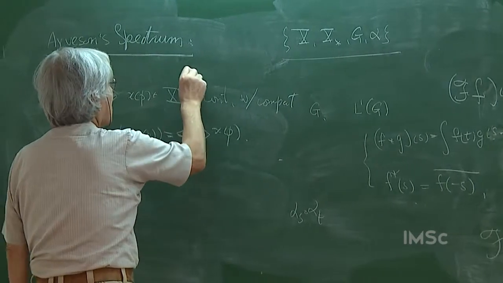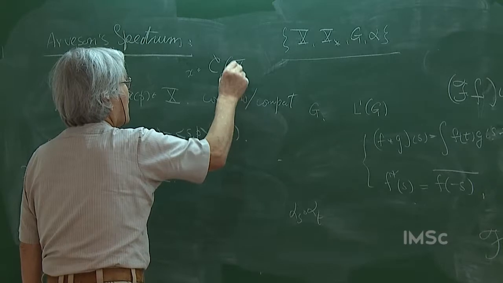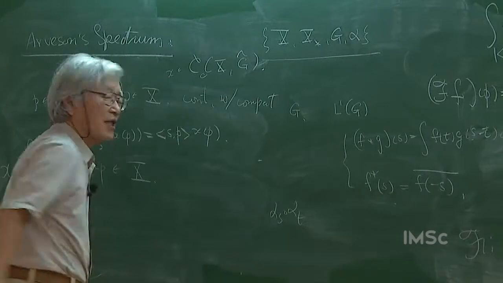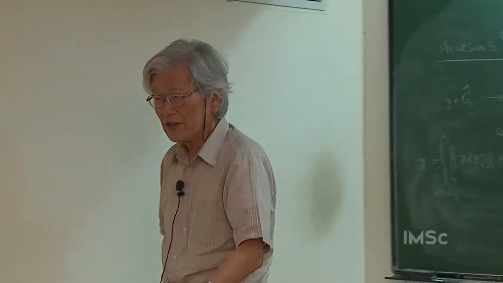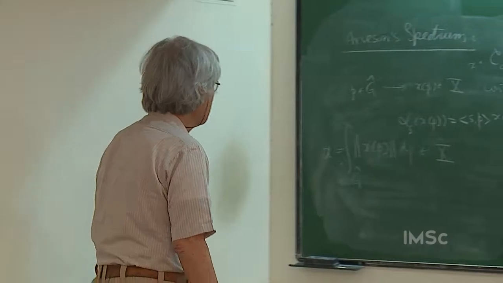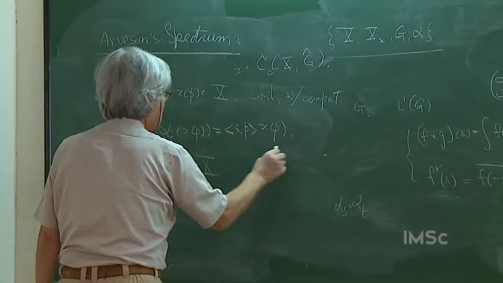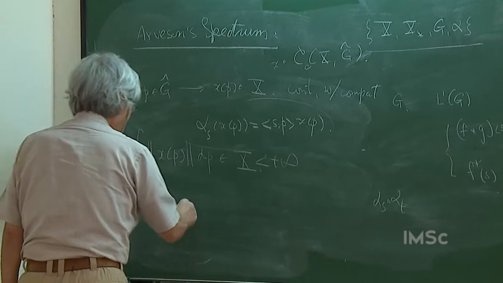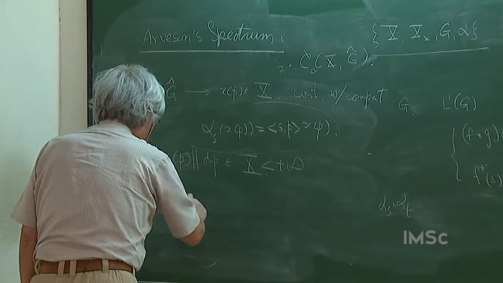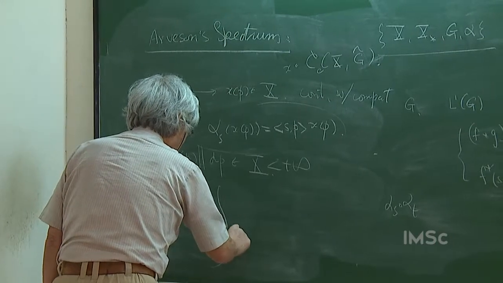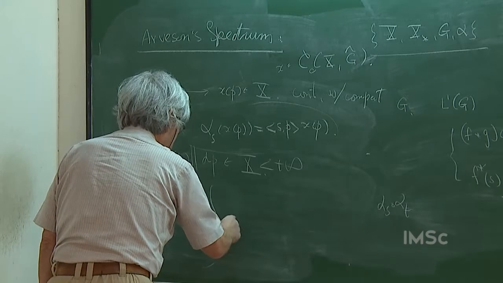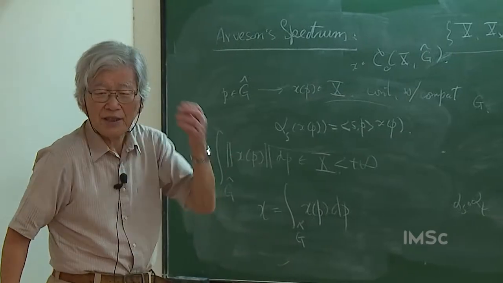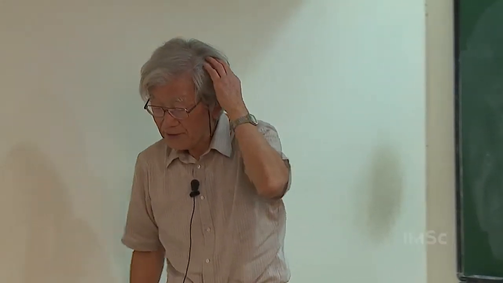So in other words, this x is in C of X from G hat. Right? So you can integrate, and with this particular condition it is finite. In that case, you can define x to be the integral of g hat x of p dp, which exists in X. Okay, that makes sense.